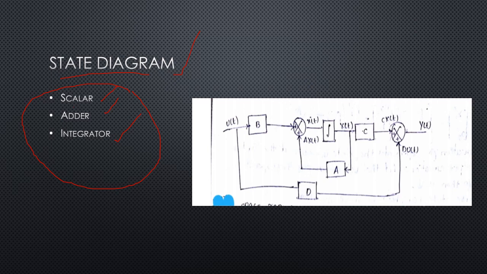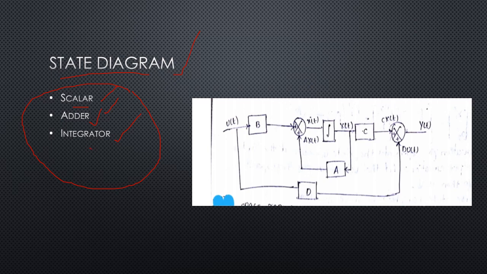First of all, let us see what is meant by scalar. The scalar is used to multiply a signal by a constant. The input signal x of t is multiplied by the scalar A to give the output as A into x of t. Next element is adder. The adder is used to add two or more signals. The output of the adder is the sum of the incoming signals to the adder.